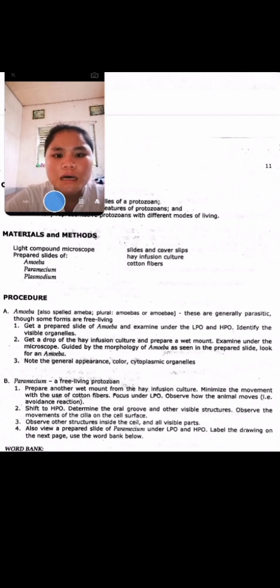So, diyan mo na siya ma-describe, ma-observe. So, observe other structures inside the cell and all visible parts. So, word bank: oral groove, word bank.